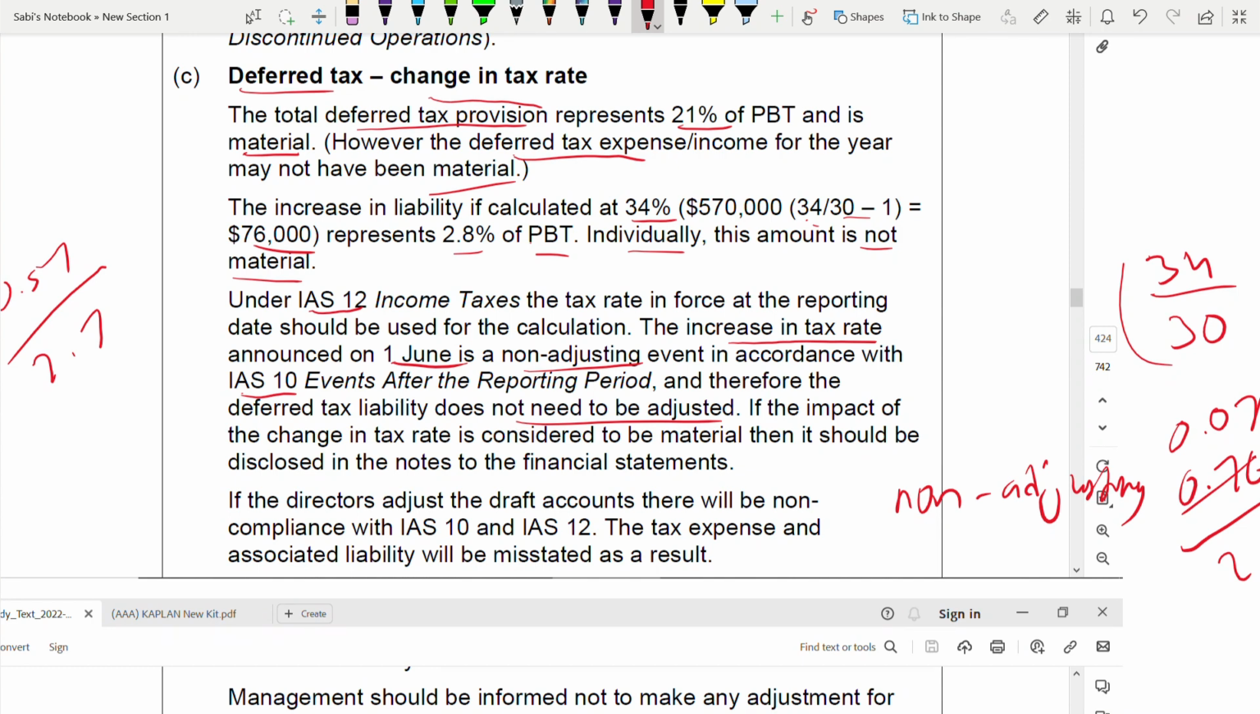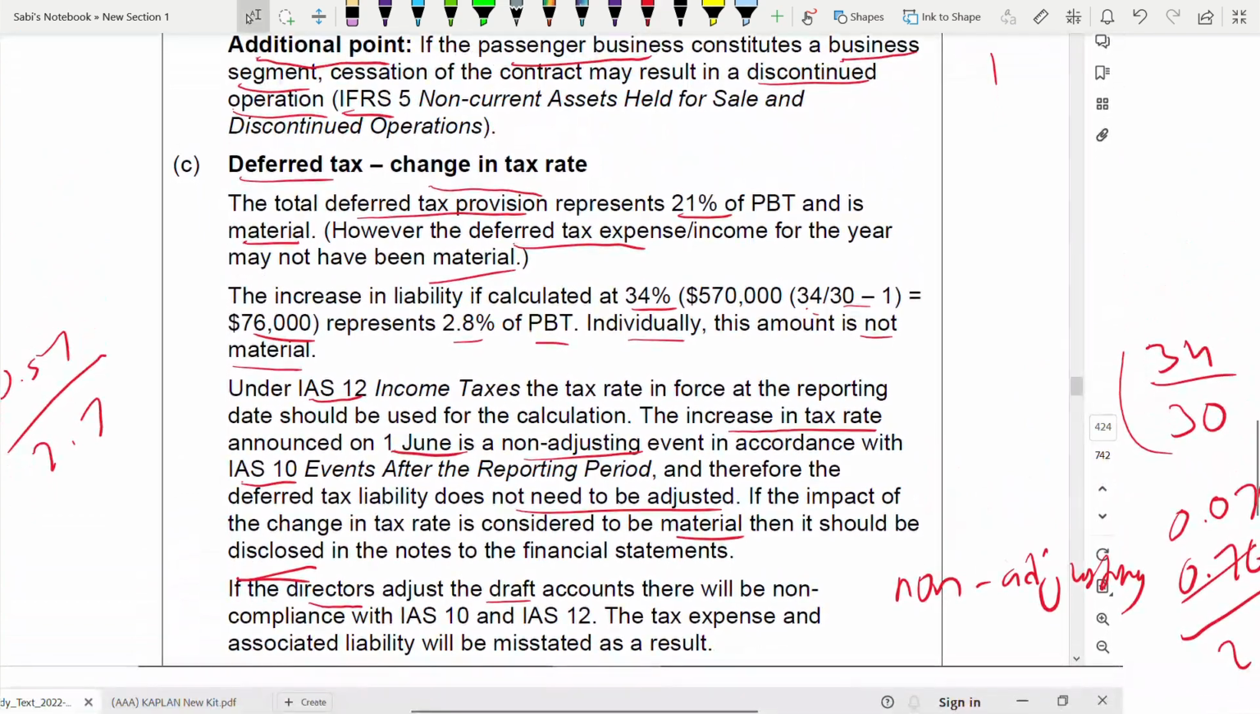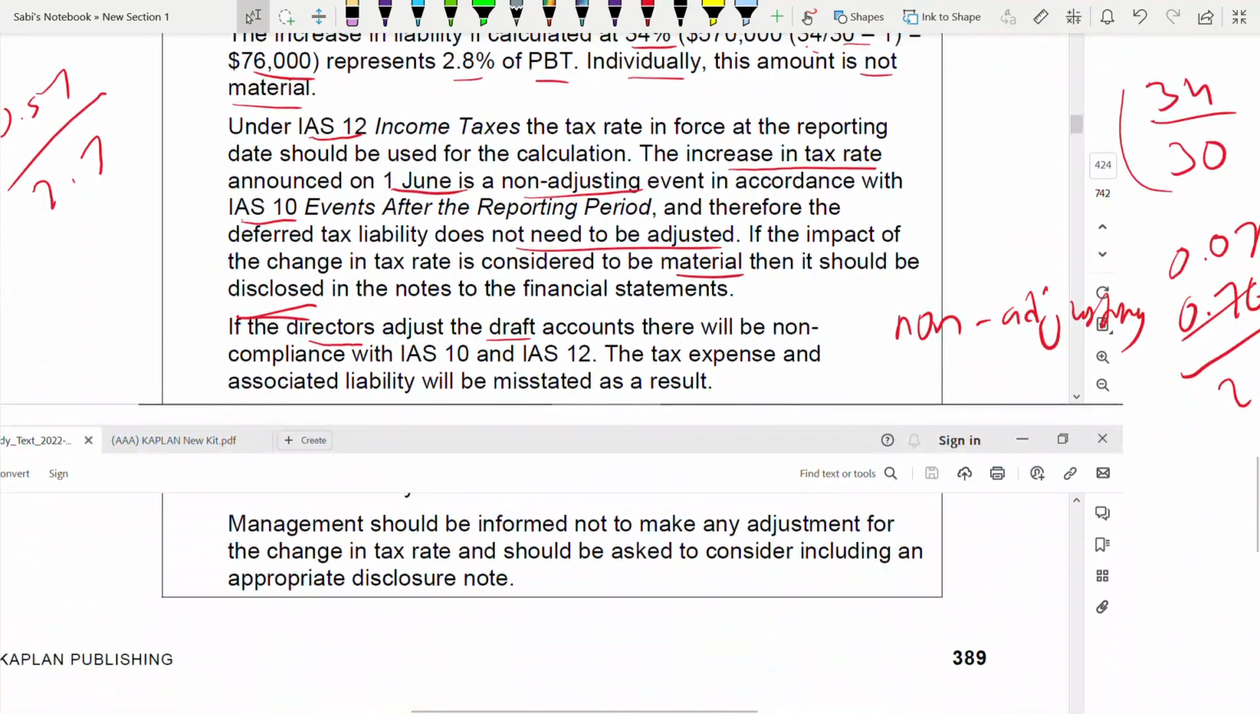So directors are wrong to tell you to adjust the tax liability figure. Okay, if the impact of the change in the tax rate is considered material, it should be disclosed. If the impact is not material, you don't have to disclose. Okay, so if directors adjust the draft financial statement, they will be wrong. They are not complying with two standards here. One is IAS 10, one is IAS 12. Why IAS 10? Because you should not adjust. It's a non-adjusting event. Why IAS 12?